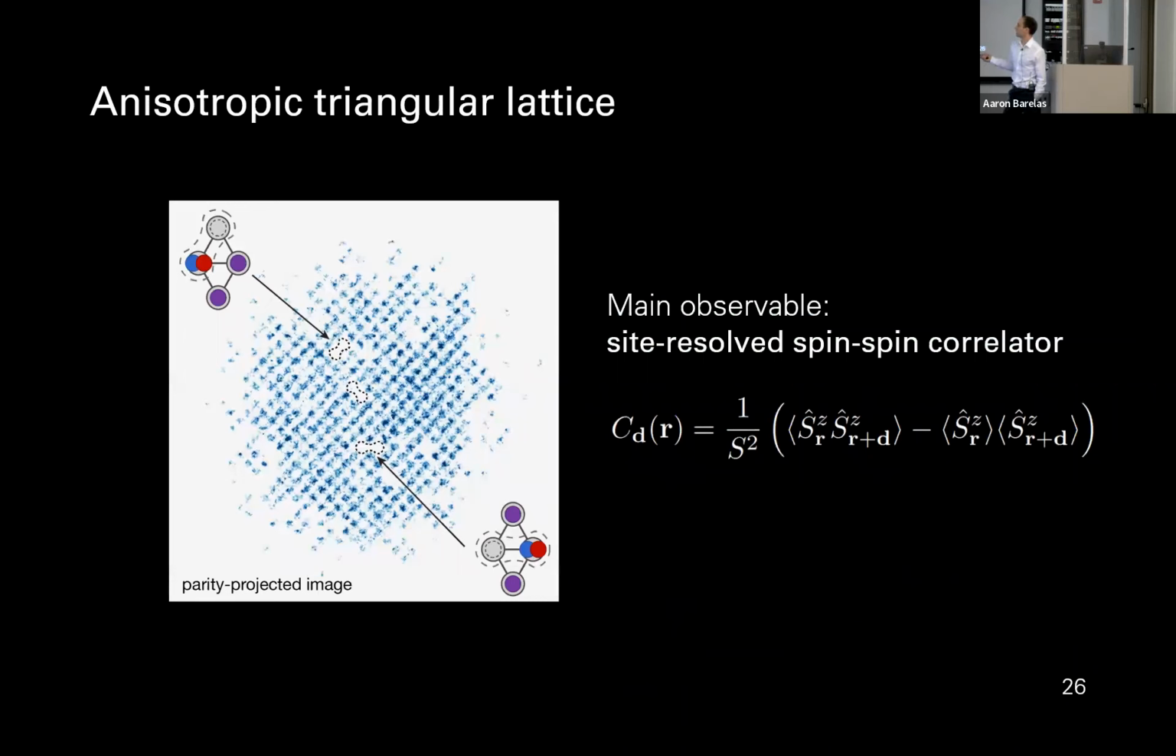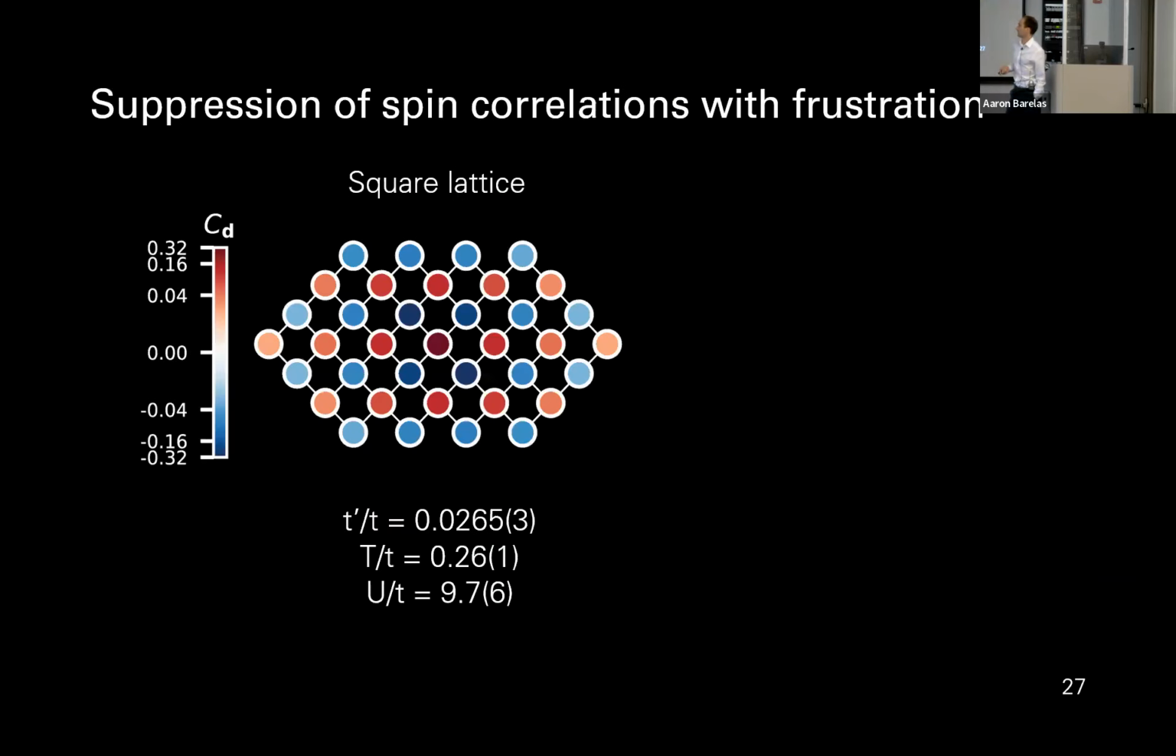In the lab, we also get snapshots of the density and spin distribution, and our main observable now is the spin-spin correlations among any pair of sites in this lattice. Experimentally, what we observe in the square lattice is what I showed a few slides ago: essentially antiferromagnetic Néel order, shown here as a staggering of red and blue colors, which describe either anti-correlations or correlations between sites.